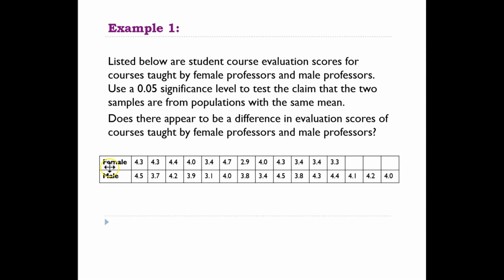If you haven't entered the values in your graphing calculator or StatCrunch, whichever technology you use, please do: list 1 for the female population, list 2 for the male population. We use a 0.05 significance level to test the claim that the two samples are from populations with the same mean.